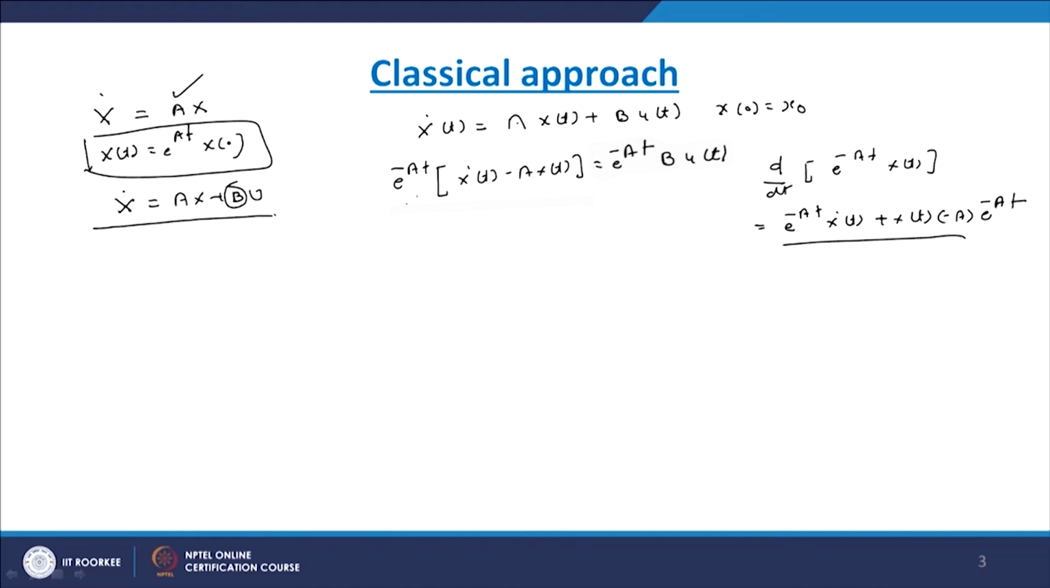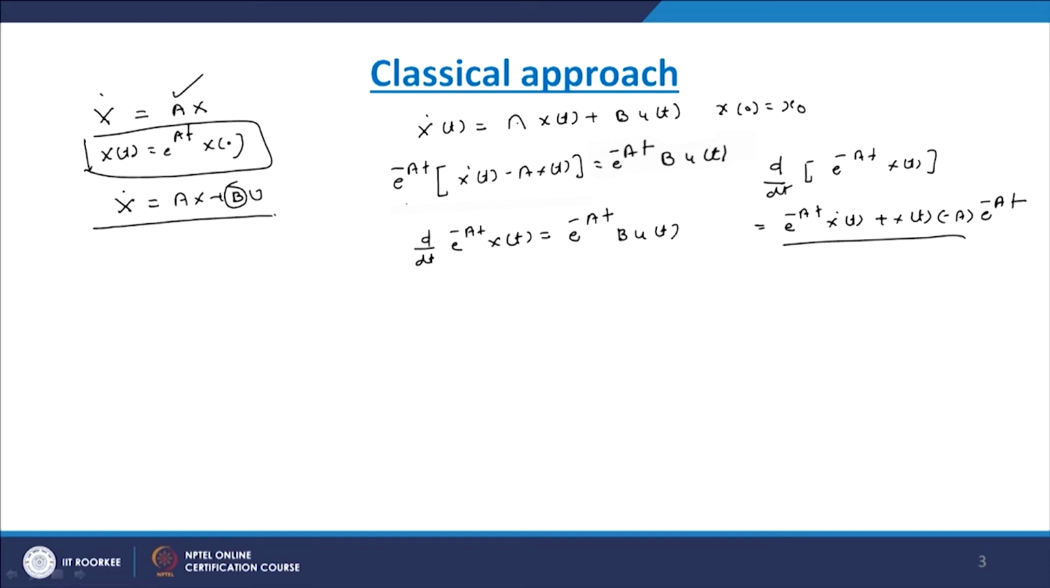Therefore, the next step we can write down as the differentiation of e raised to minus at into x of t equal to e raised to minus at into b into u of t. Now what we have done here: first of all, we multiplied by e raised to minus at on both sides. Then this equation we have written like this, and finally this differentiation has come, e raised to minus at b into u of t. Now our aim is to determine x of t.